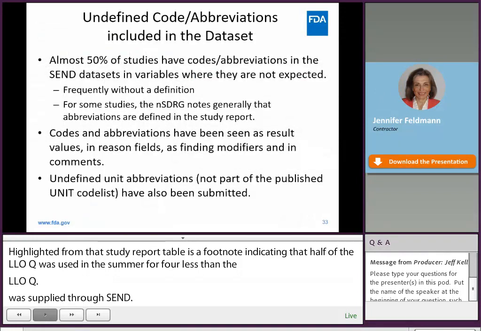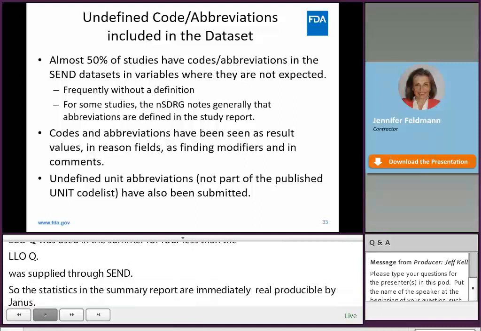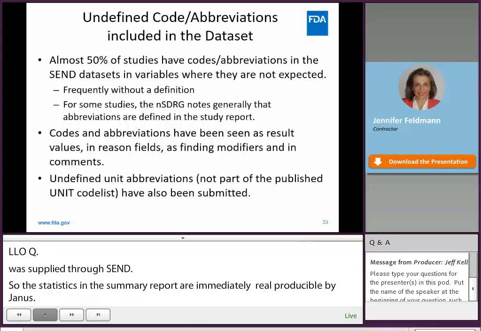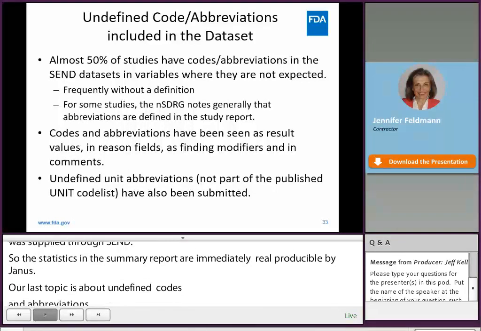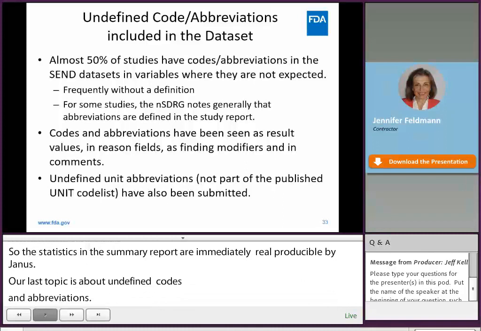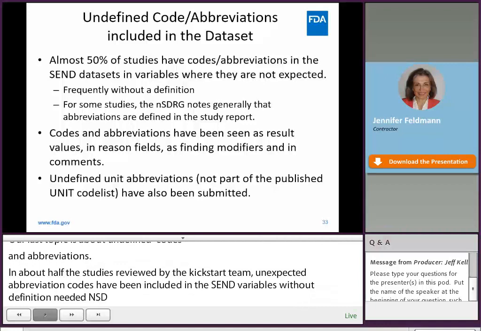Our last topic is about undefined codes and abbreviations in SEND. In about half the studies reviewed by the Kickstart team, unexpected abbreviation codes have been included in SEND variables without definition in either the NSDRG or Define.xml. We see this in all kinds of variables: results, reasons, timing labels, findings, finding modifiers, and comments. We also see this in non-standard units and non-standard test names.